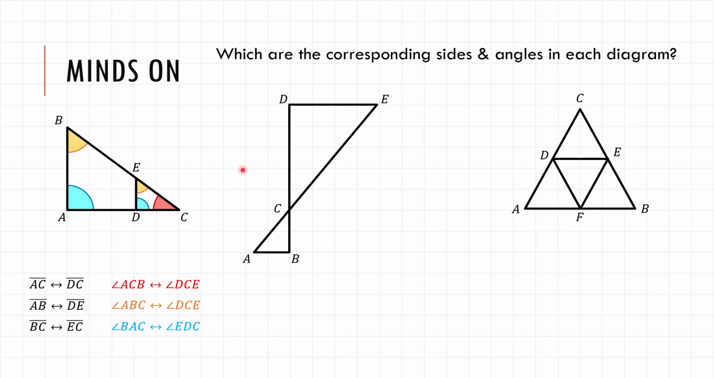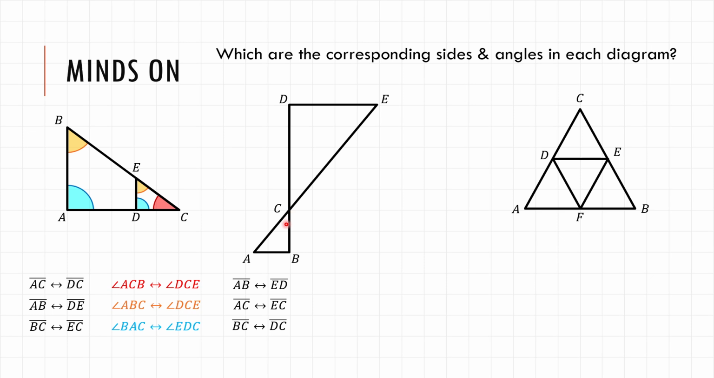In our next diagram, we've got two triangles meeting at this point right here. This side corresponds to this side. So AB corresponds to ED, not DE. We always try to go in the same order. AC then corresponds to EC, and BC therefore corresponds to DC.